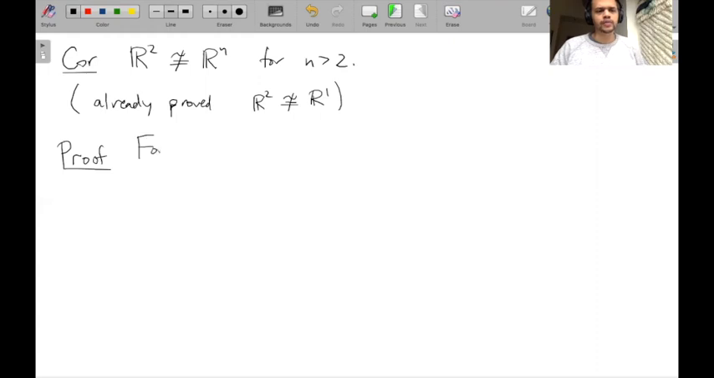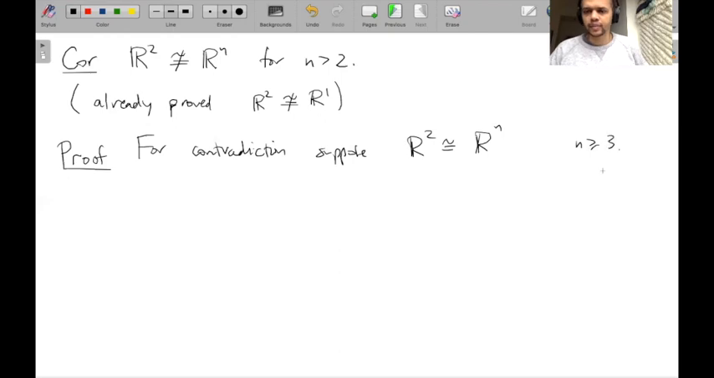So for a contradiction, suppose R2 is topologically equivalent to Rn. So we fix some n at least 3. So then, well, the proof is going to be similar to the proof that R2 is not topologically equivalent to R1. But instead of connectedness, we're using the fundamental group.